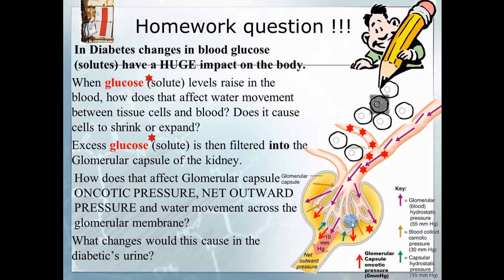So now you have lots of sugar inside this glomerular capsule, or Bowman's capsule is another way to say it. What's going to happen to the pressures? And I want you to describe to me what's happening to the oncotic pressure. And then what effect would that have on the diabetic's urine? All right, pause, write this question down. It's question number 1. And I kind of inadvertently answered it on the last slide. So if you need to go back and listen to that, go ahead.